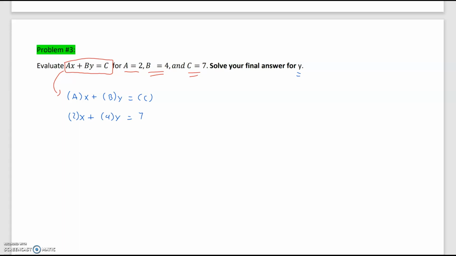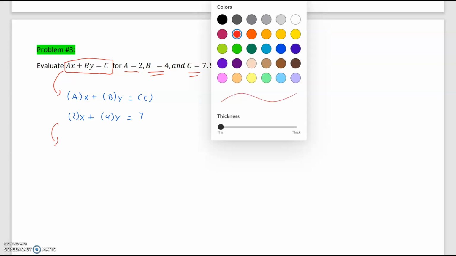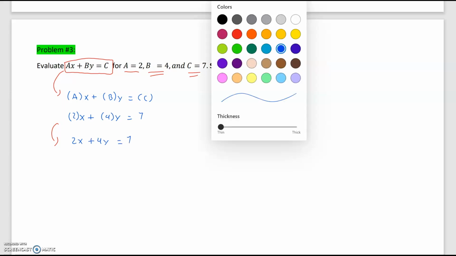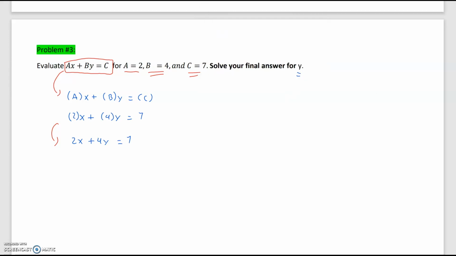No double negatives, so let me just remove the parentheses. So we're looking at 2x plus 4y is equal to 7. And they do want us to solve for the y's. So let me subtract the x's.